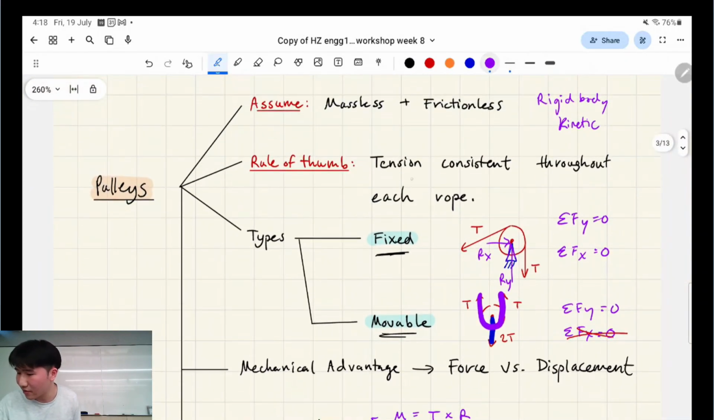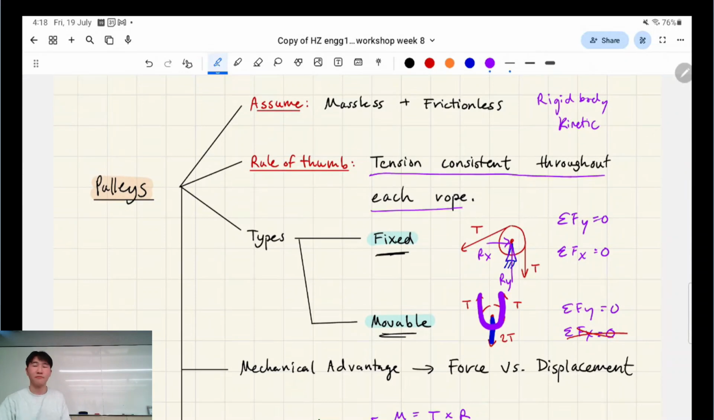That's that rule that I wrote here: tension is consistent throughout each rope. The other thing we assume, which is just kind of a random assumption as well, is that these pulleys are massless and frictionless, so we don't consider the effects of friction pulling on that rope, like sliding here, and we don't consider the weight of it, essentially, right?